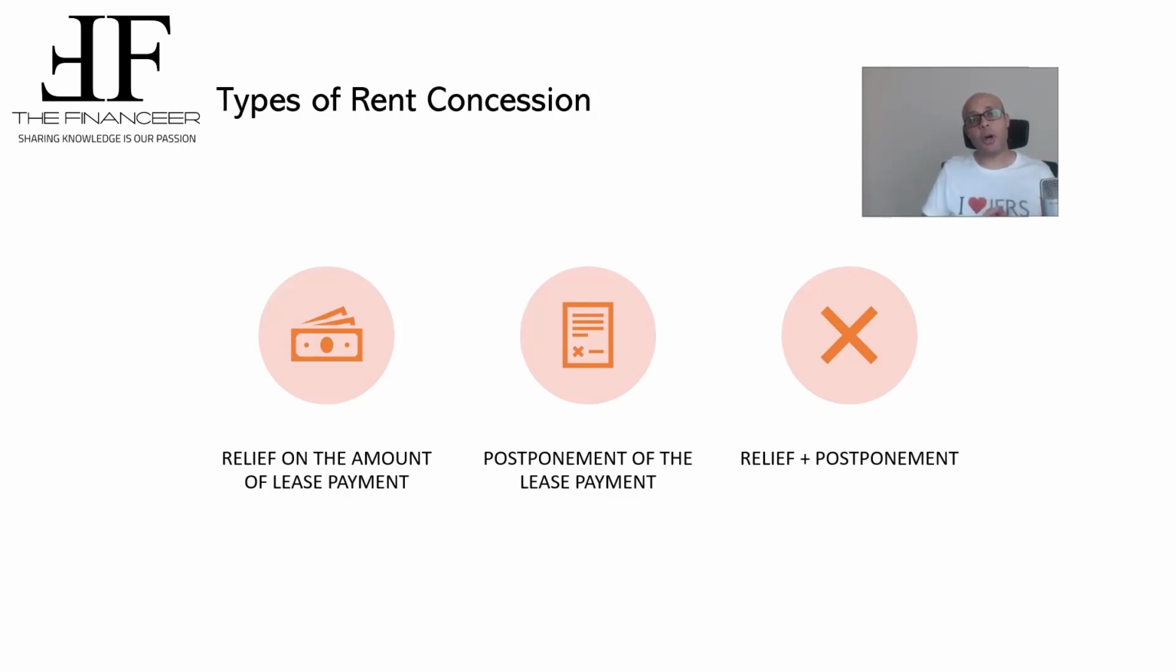The third type of lease concession can be both together, the first one and the second one, which is the relief of some of the lease payments and the postponement of some of the lease payments. So these are the three types of concessions stated in the amendment issued by the International Accounting Standards Board.